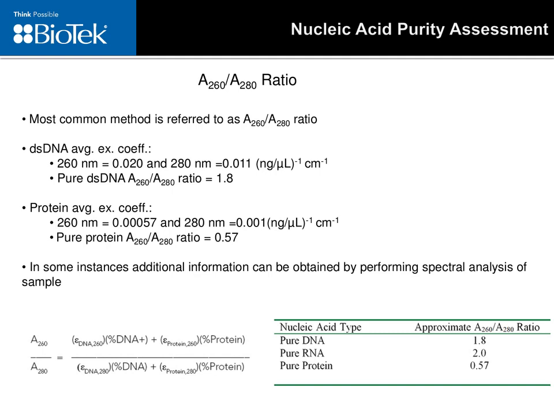Just shown here at the bottom left. And note that since the ratio is taken of absorbances, the path length variable is canceled out, provided the same vessel is used for both measurements.